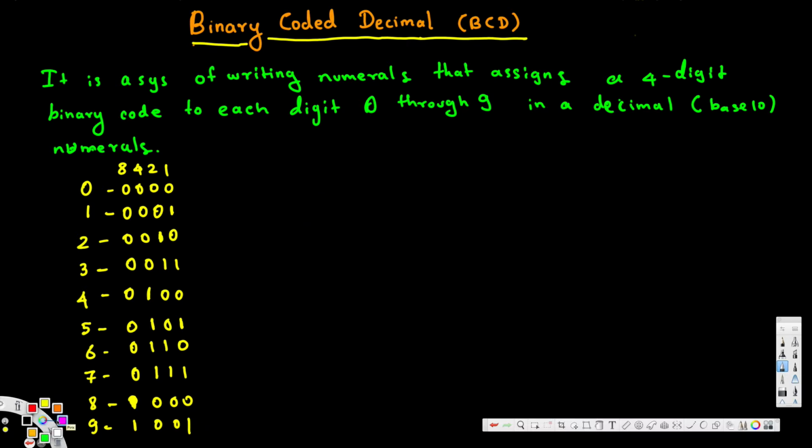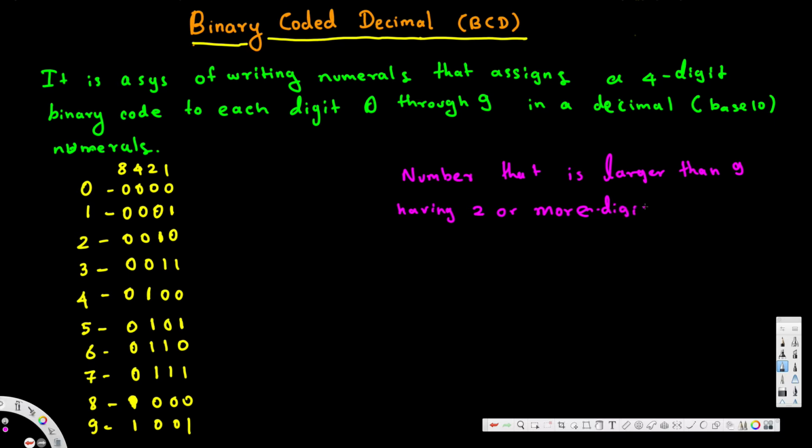Let's write the theory here. A number that is larger than 9, having 2 or more digits in the decimal system, is expressed digit by digit.